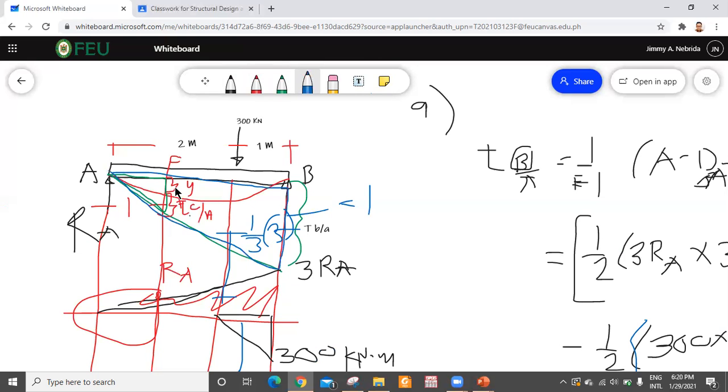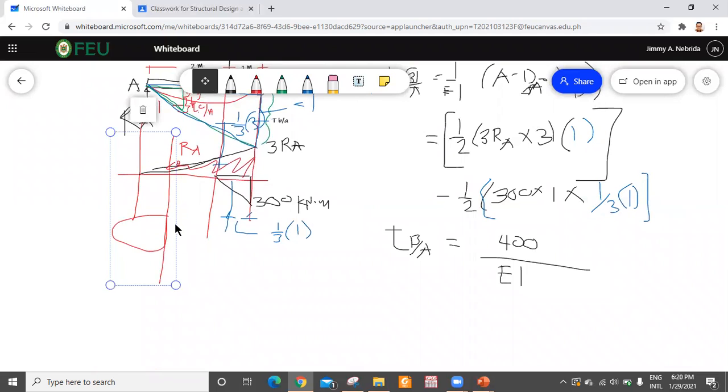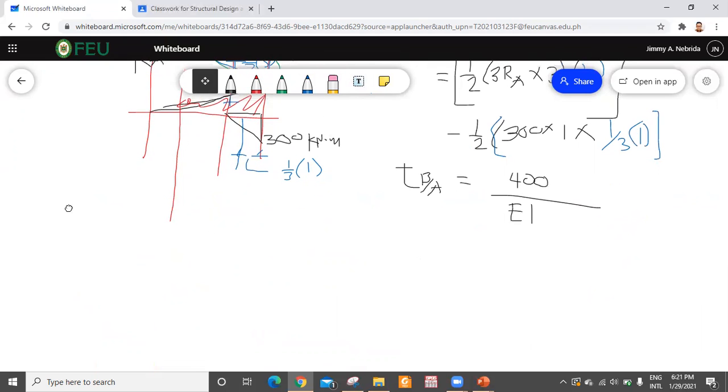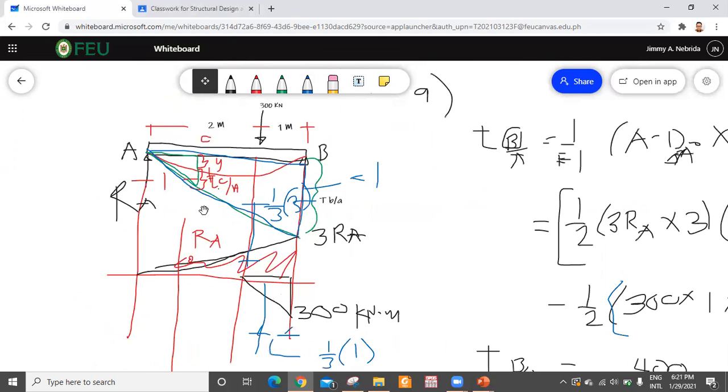Okay, so let us compute this deviation at C from A. So we're just going to get this area. What would be this area? This is 1/2 RA times this distance, which is 1. This distance is 1.